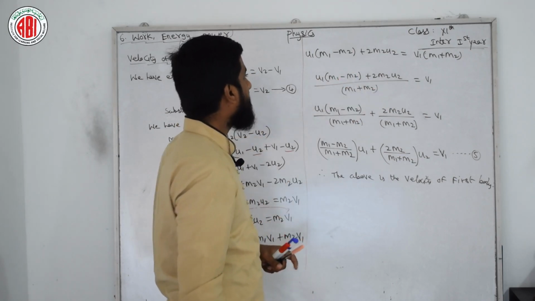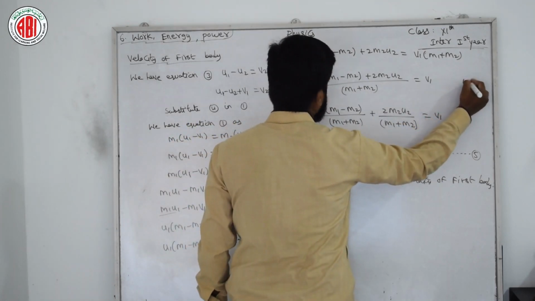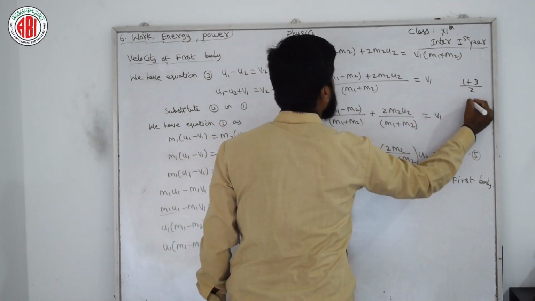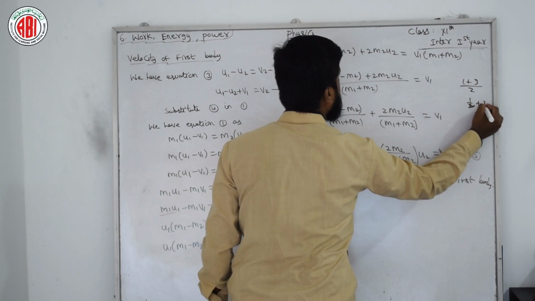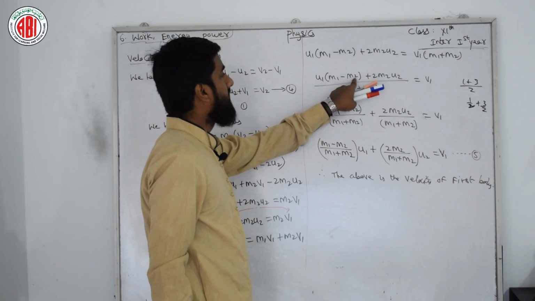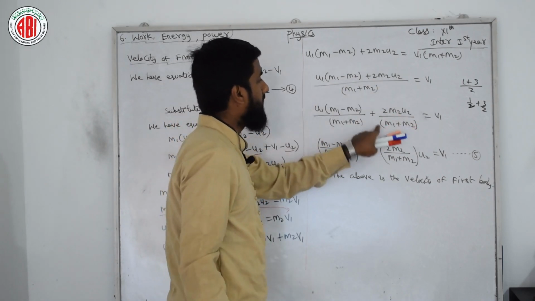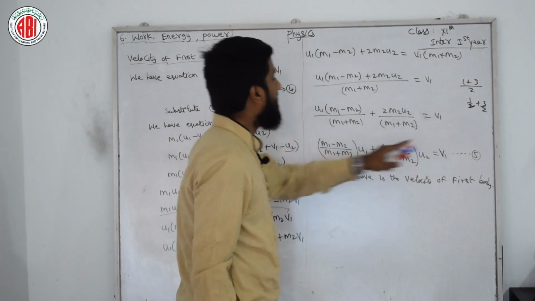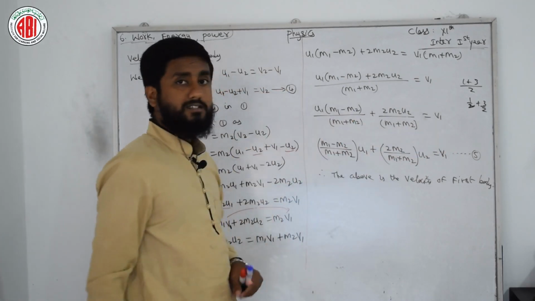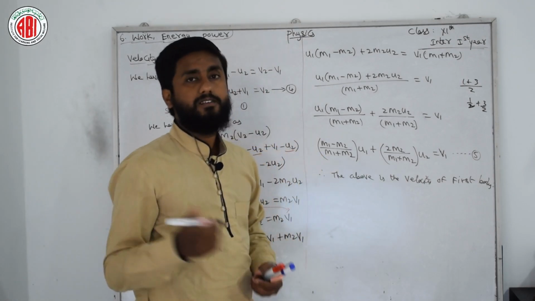After that, I am separating this. Like if we have (1 plus 3) by 2, we can write 1 by 2 plus 3 by 2. Like that only I did: u1 (m1 minus m2) by (m1 plus m2) plus 2 m2 u2 by (m1 plus m2) is equal to v1. This is actually our final answer.